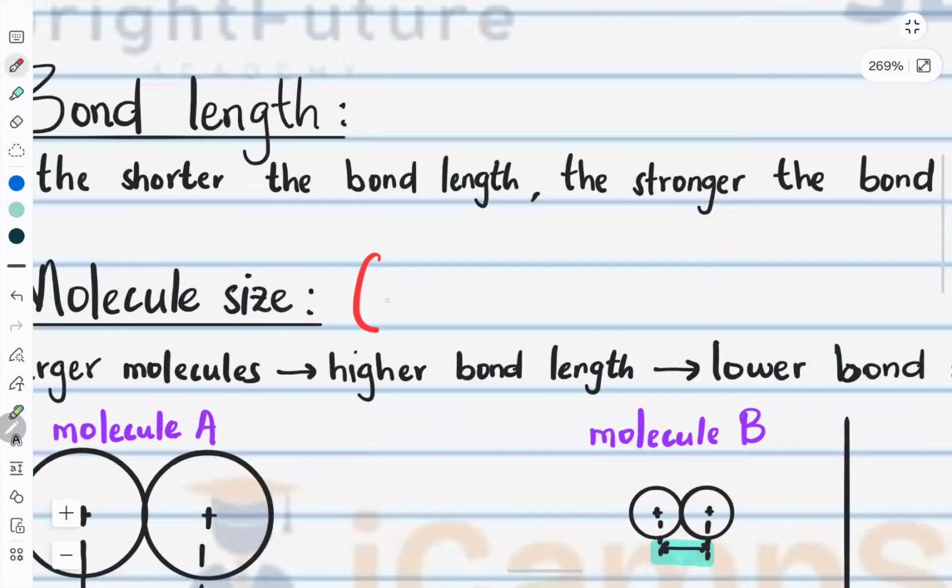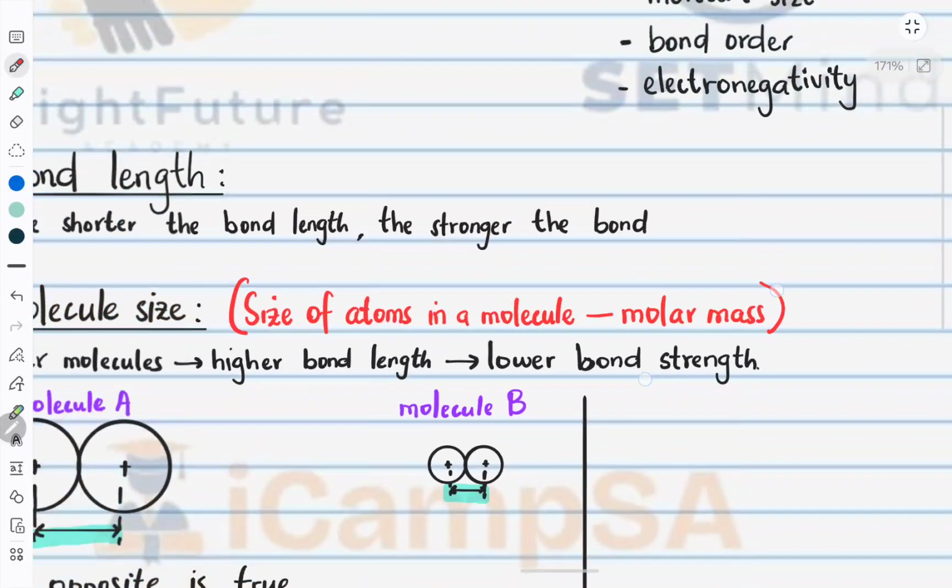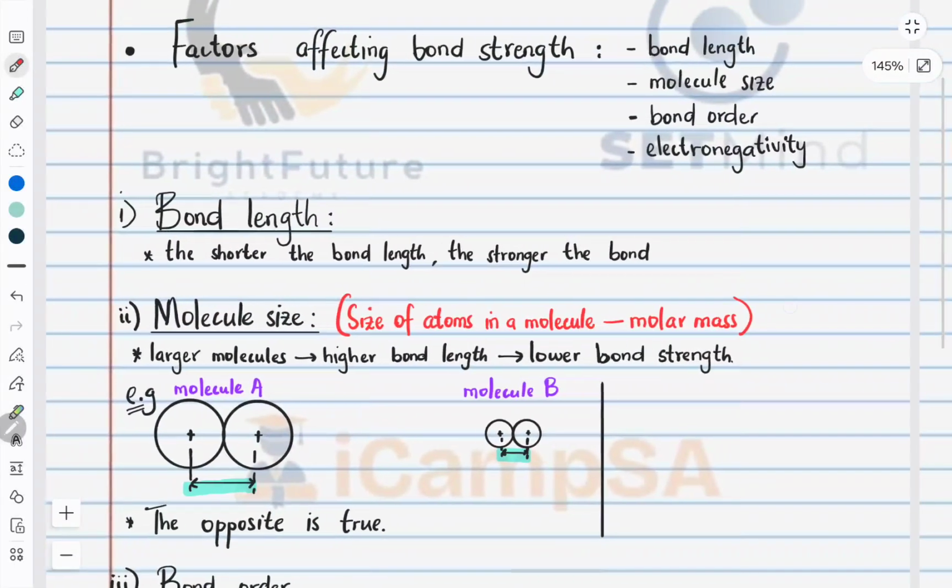So here I think, let's say, how big or size in a molecule. And then I can say I was referring to the molar mass. Okay, yes, I think this is much clearer.